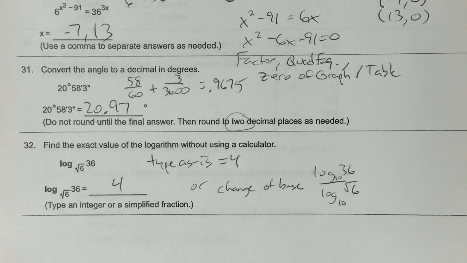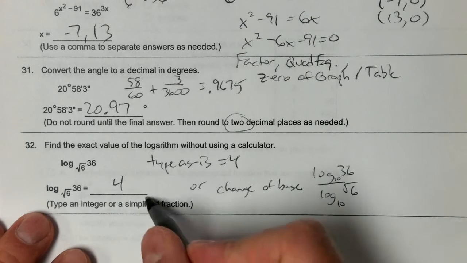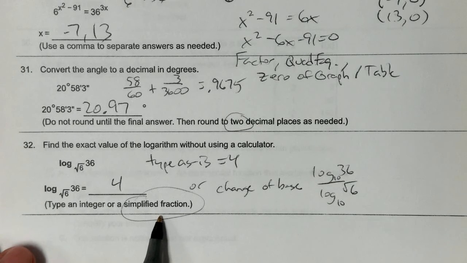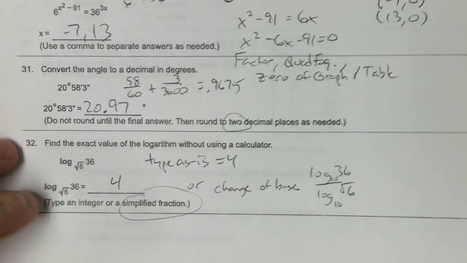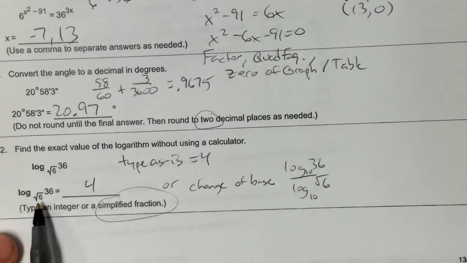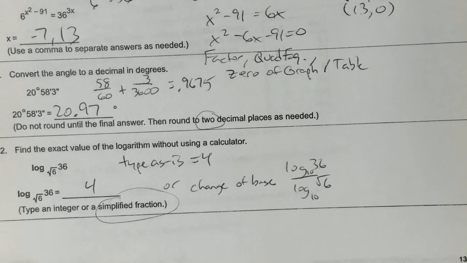On Math Excel, it wants a fraction. That's a good question. It does want a fraction, not a decimal. So if you get a decimal, you'll have to figure out what that is. Basically, I'd probably just rewrite this one as 6 to the 1/2, and rewrite this one as 6 squared, and go from there.